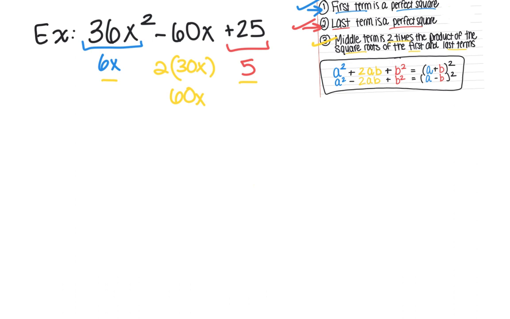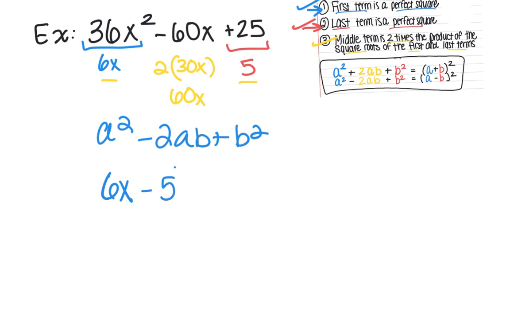So that means we can go ahead and factor this out. This will be a perfect square trinomial. I notice right now that since there's subtraction going on here, I'm going to be using this second set of rules here. And so we're going to use a squared minus 2ab plus b squared. That's the form it takes. So in this situation, my a is going to be 6x. And my b is going to be 5. And I'm going to do 6x minus 5 squared.